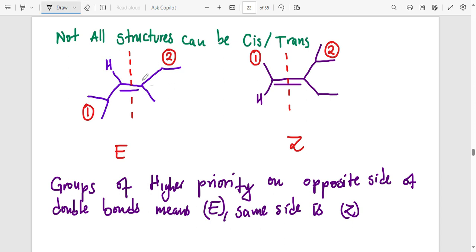So, how do you determine EZ configuration? If you break your double bond in the middle like this, you look at these two groups which are on the same side. Which one has a higher molar mass? The one with a higher molar mass, label it as 1. Come also to this side. Which one has a higher molar mass? The one with a higher molar mass, label it as 1. If the two with a higher molar mass are on opposite sides, you can see this one is on top, this one is down, that is the E configuration. If they are on the same side, that is the Z configuration. The Z configuration is the same as cis, and then the E configuration is trans.